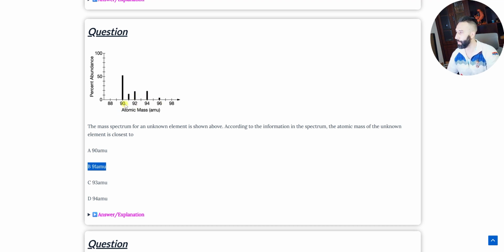The first isotope has a mass number of 90, and it's present in about 52% in nature, right? Let's say this is 52. The second isotope has the mass of 91 and is present in about 12% in nature. 12% of the element is this isotope. The third isotope has the mass of 92 and is present in the abundance of around, say, 13%. And so on.